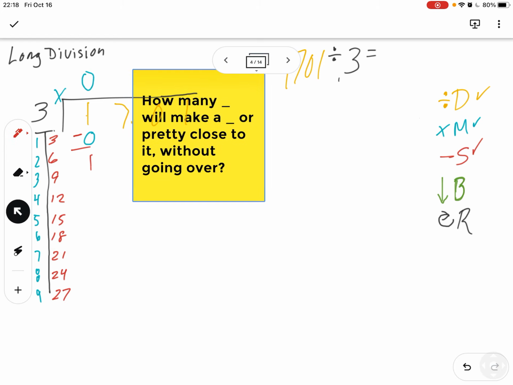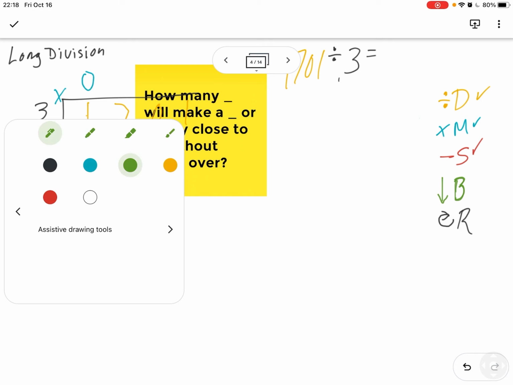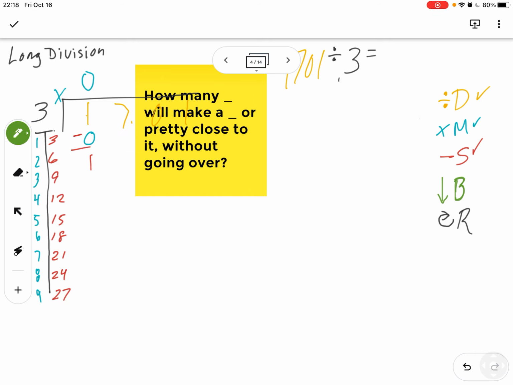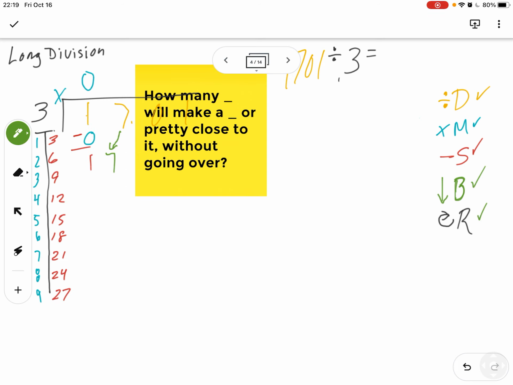I have to move my sticky note over in order to reveal my next digit. Now, my next digit in this example is a 7. So I'm going to take that 7 and bring it down next to the 1. Now, I am going to repeat my process all over again. I am looking at the 17 now.